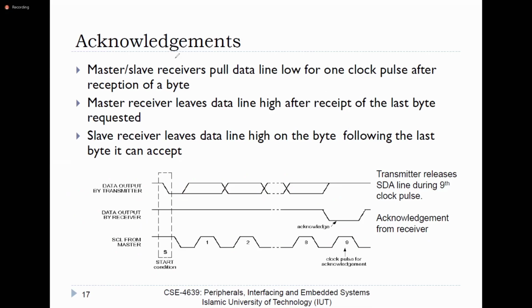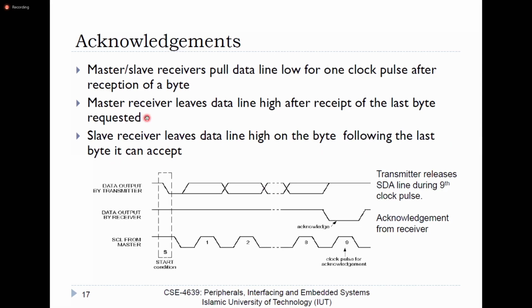So you see that the master and slave receivers pull the data line low for one clock pulse. Whether the master is in the receiving mode or the slave is in the receiving mode, they pull the data line low for one clock pulse after reception of a byte. That means after each and every single byte, there will be an acknowledgement signal. And the master receiver leaves the data line high after receipt of the last byte requested.